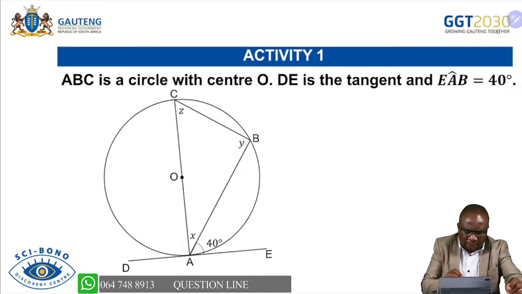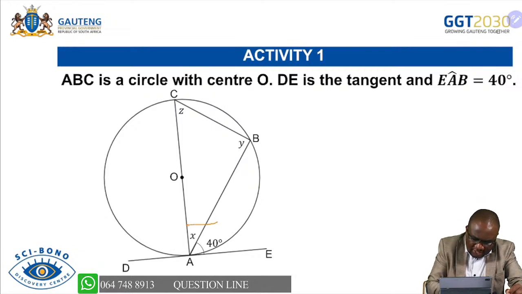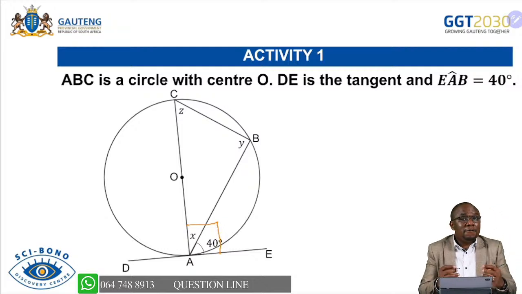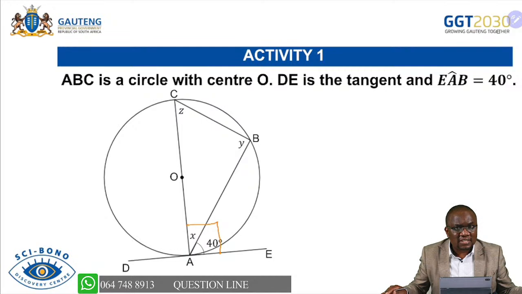I'll say here OAE, this angle here is 90 degrees. Even if your own way of doing things is different, I'm not saying your way is wrong, it may be correct, but let's try to do this together. What can you say about this angle OAE? It's 90 degrees. Why? Because the tangent and the radius are perpendicular to each other. The tangent is perpendicular to the radius.